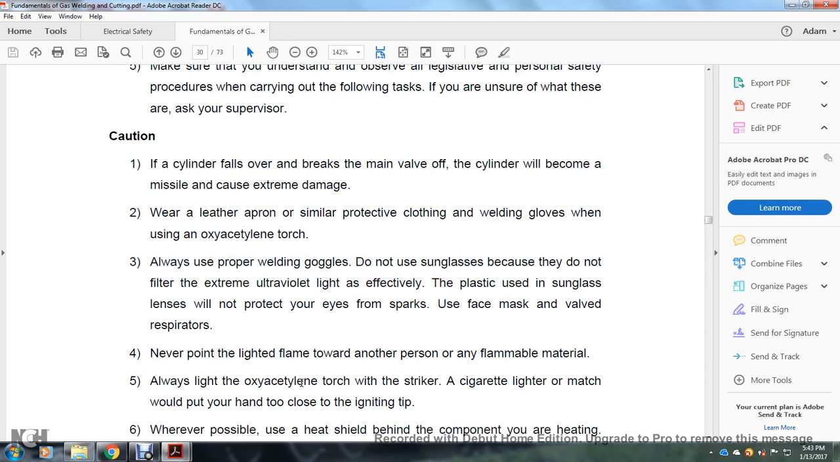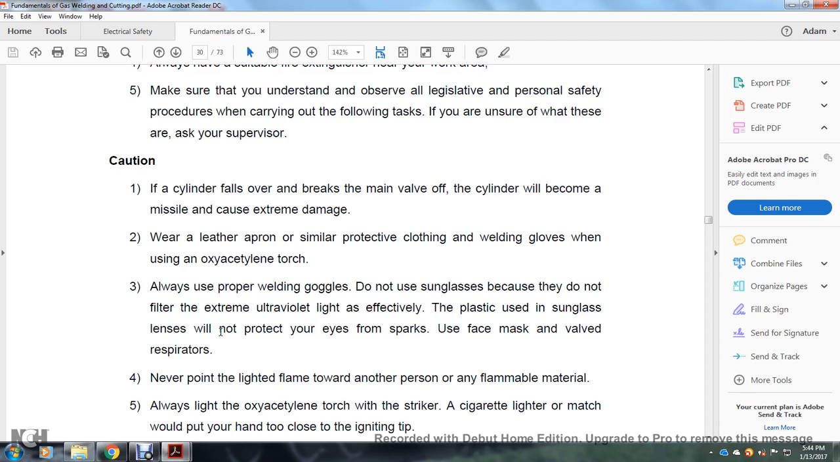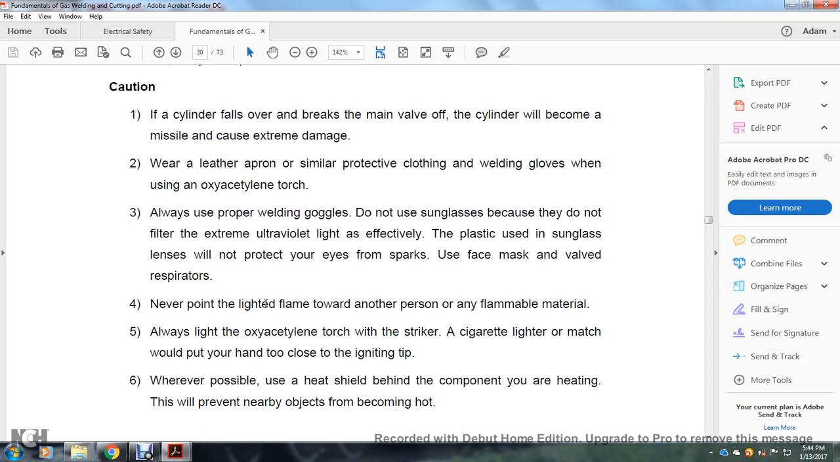Caution: if the cylinder falls over and breaks off the main valve, the cylinder will become a missile and cause extreme damage. 2. Wear a leather apron, similar protective clothing, welding gloves, and goggles when using an oxyacetylene torch. Always use proper welding gloves. Do not use sunglasses because they do not filter the extreme ultraviolet light effectively. The plastic used in sunglass lenses does not protect the eyes from sparks. Use a face mask and valve respirators. 4. Never point the lighted flame toward any other person or any flammable material.